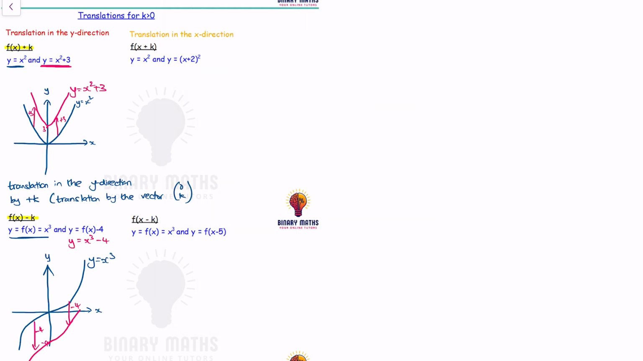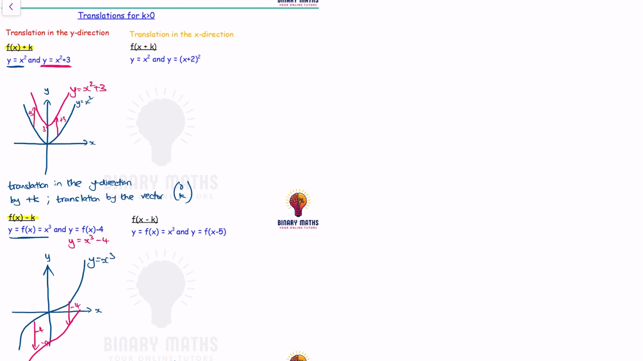If I were to write this out in words, it's a translation in the y direction by negative k. In other words, it's translation by the vector 0, minus k, because it's gone down by k, so we're subtracting k from the y. So those are translations in the y direction.